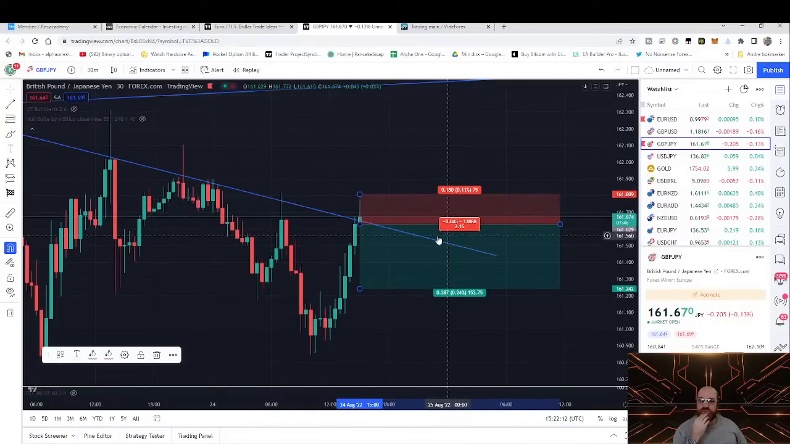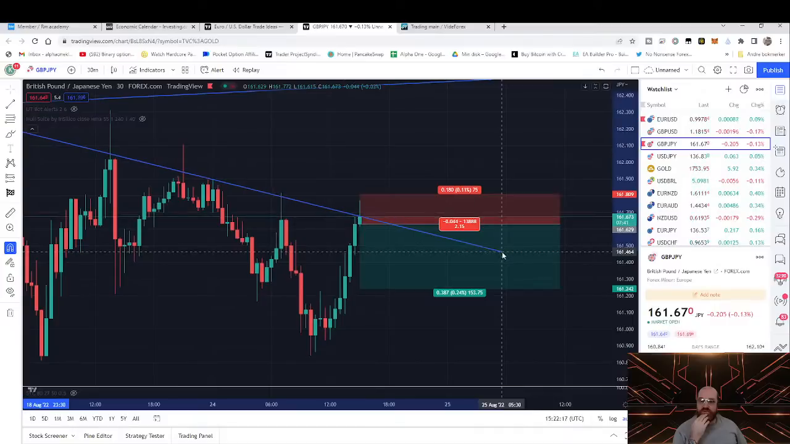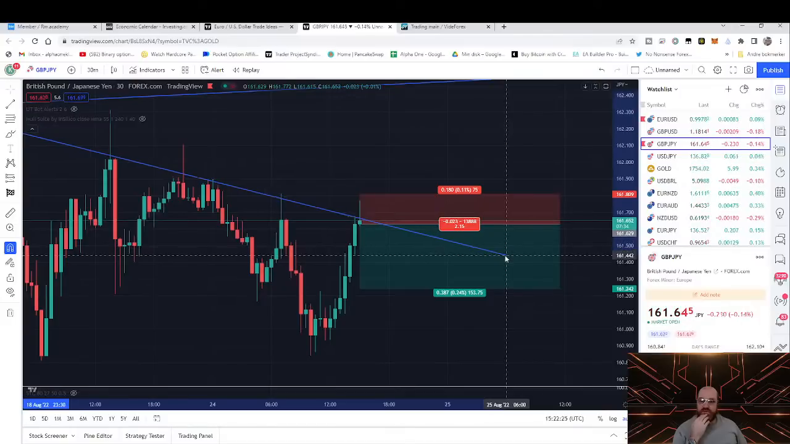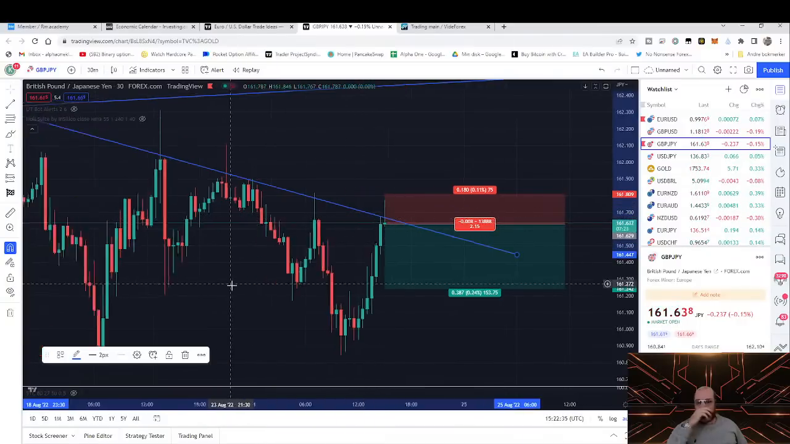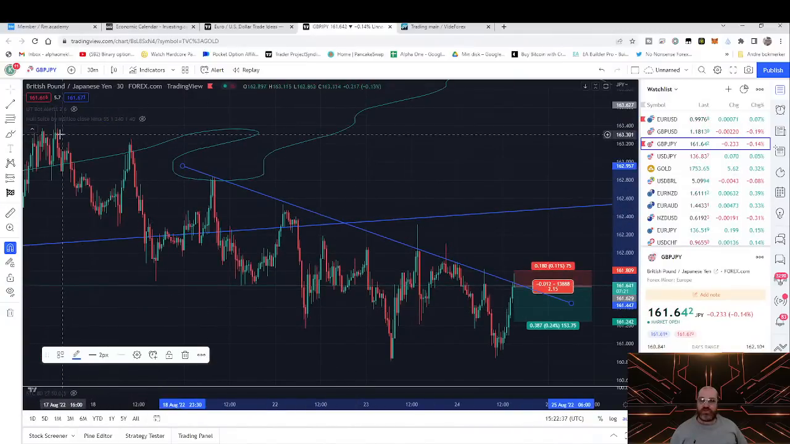Let me just see if I correct the lines a little. No, I think we are good. We are still below it. You get a little better entry if you go in now. So the reason for this trade, we can easily see that it is a downtrend. You see we get lower highs, lower highs, lower highs, lower highs, lower highs, and the probability is we get a lower high again here.